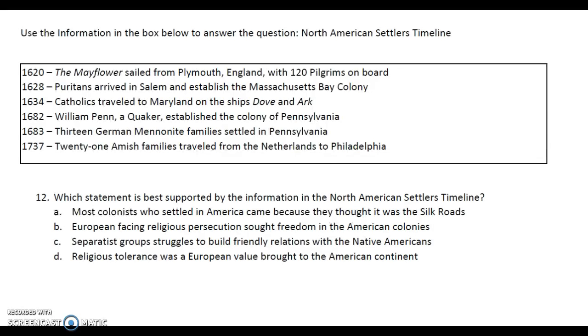Use the information in the box below to answer the question. North American settlers timeline. 1620. The Mayflower sailed from Plymouth, England, with 120 pilgrims on board. 1628. Puritans arrived in Salem and established the Massachusetts Bay Colony. 1634. Catholics traveled to Maryland on the ships Dove and Ark.